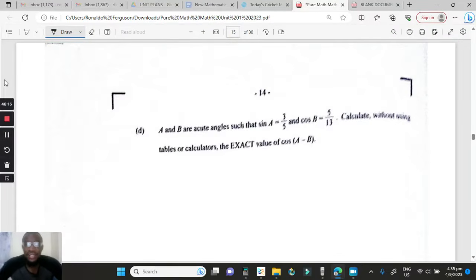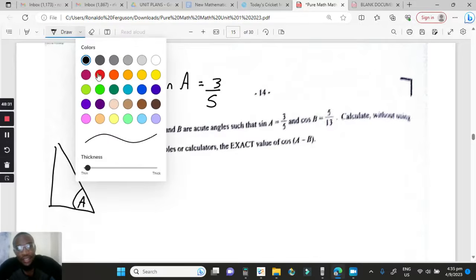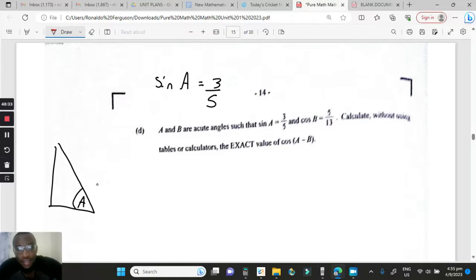Alright, part D, I'm sorry it's not showing so good. It says A and B are acute angles, and they tell us that sine A is 3 over 5. If sine A is 3 over 5, draw a triangle. And it's acute, by the way. Acute means it's less than 90 degrees, between 0 and 90. And they tell us that the opposite is 3 and the hypotenuse is 5. So clearly the adjacent is 4.